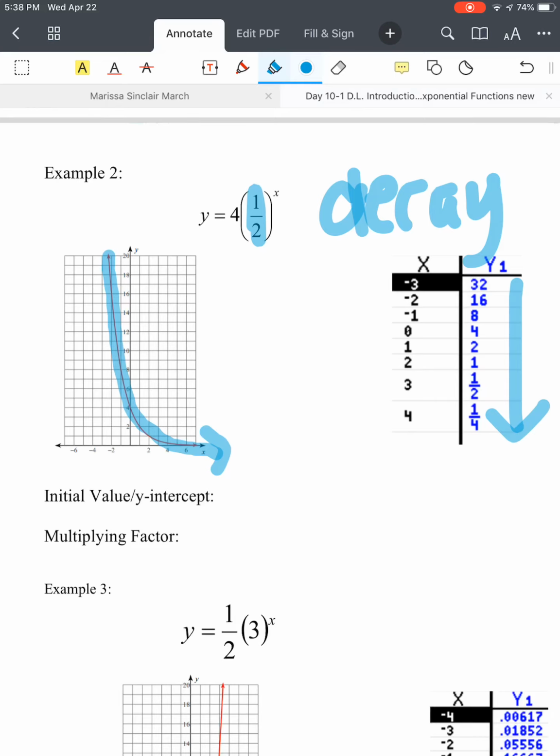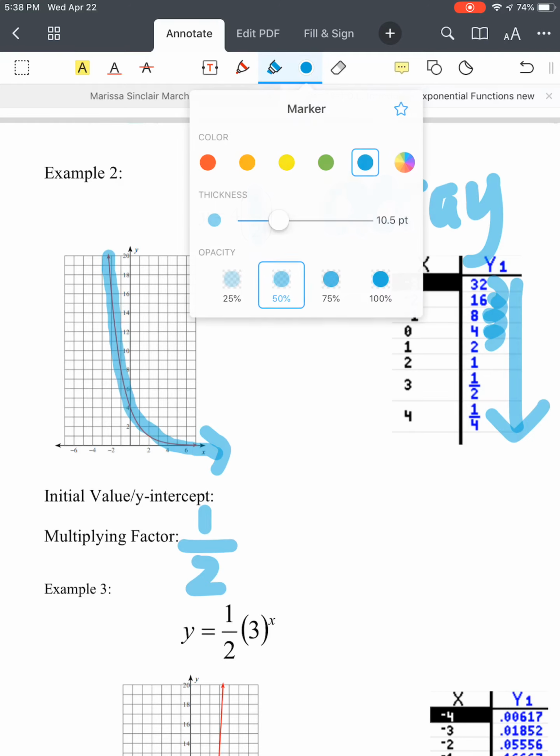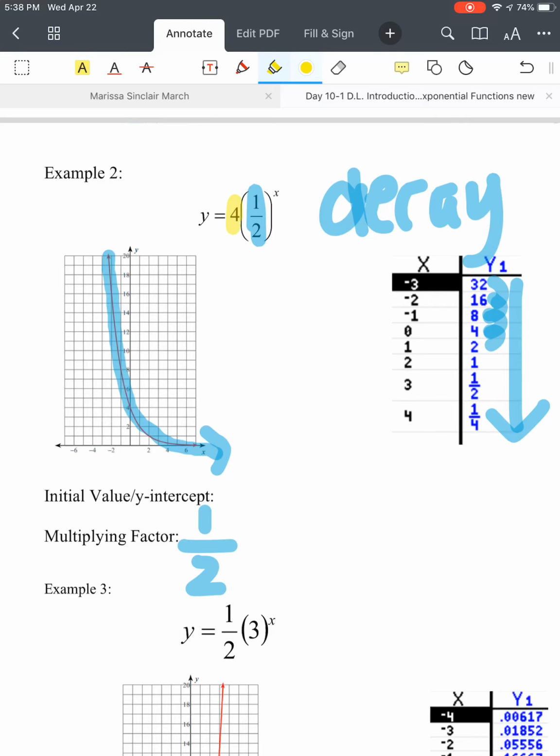Okay, the multiplying factor goes right along with growth or decay. The multiplying factor is the number in the parentheses, so it is 1/2. If I look at my table, 32 times 1/2 is 16. 16 times 1/2 is 8. 8 times 1/2 is 4. 4 times 1/2 is 2, and so on. That's why it's called the multiplying factor. What am I multiplying by to get from 32 to 16 or 16 to 8? I'm multiplying by 1/2.